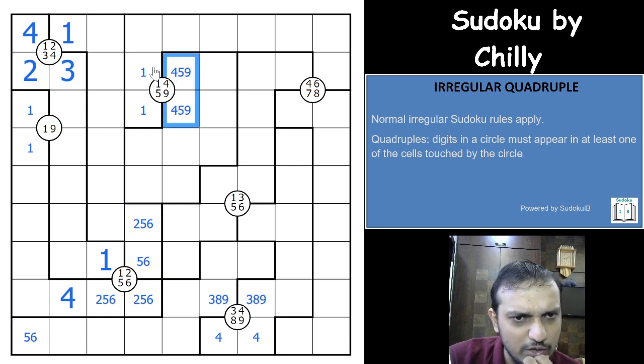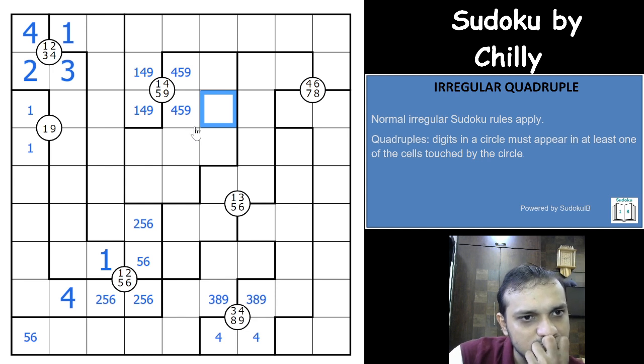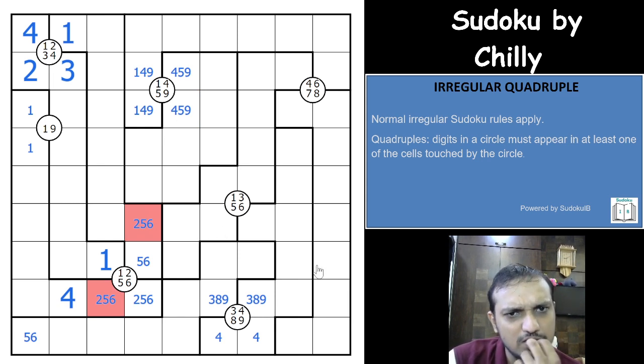And which means 5 would have to be in one of these two cells. These are 4 and 9. So whatever I have here would have to be here. Let me just mark that with same colors. Same way, is there any other way of doing the same thing?